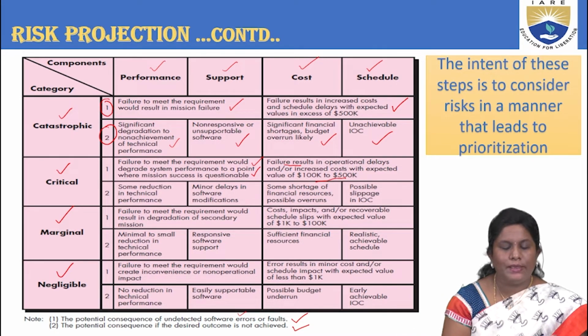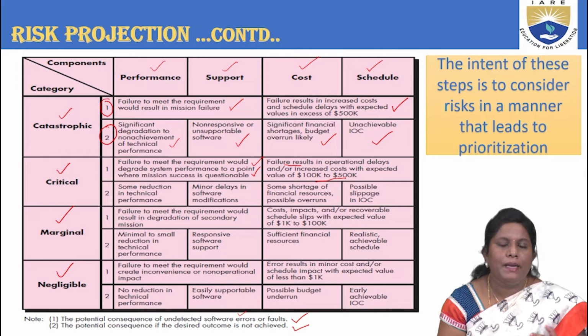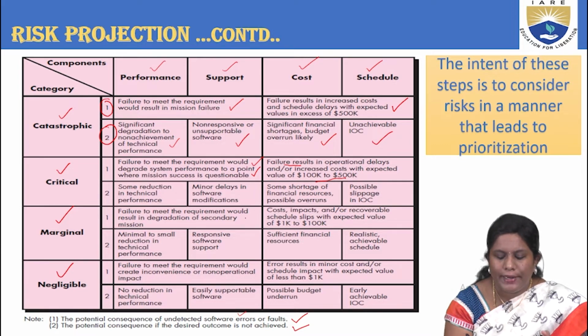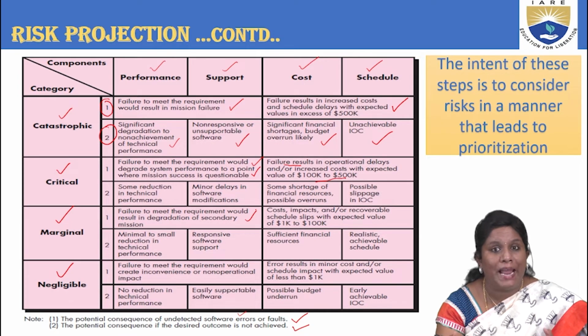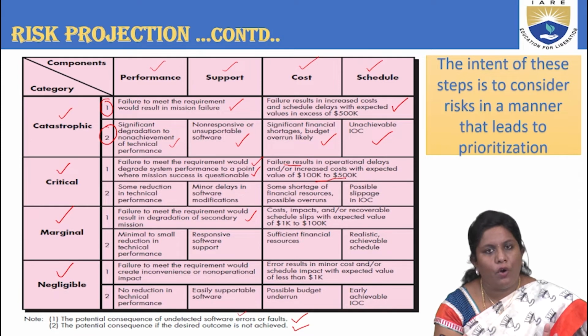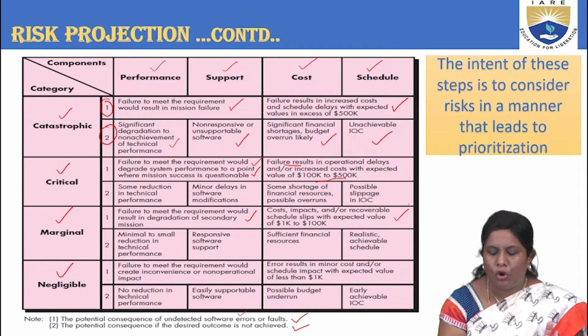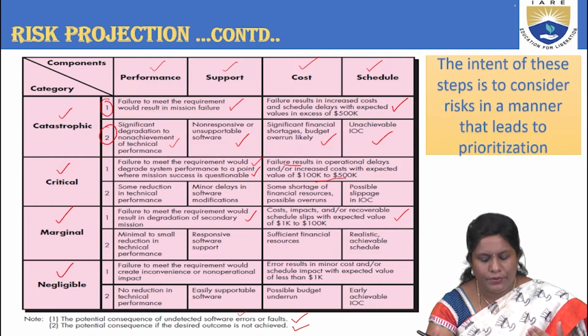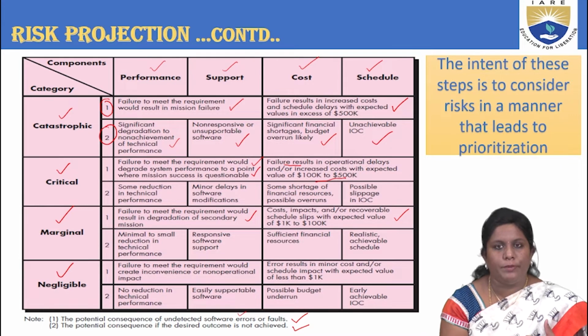Now, coming to the next one, that is marginal. Marginal is nothing but minimal risks. So what can happen in the minimal risks? You can have a second thought or a second plan for the things that are lying in the marginal risk. And obviously, you can have a proper support of recoverable schedules and some amount that can be added up or reduced. Right? And next, coming to negligible.